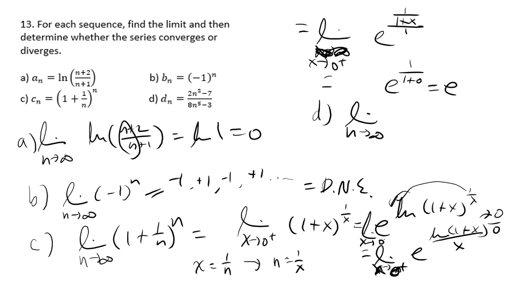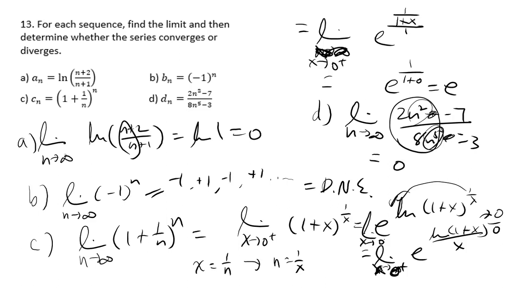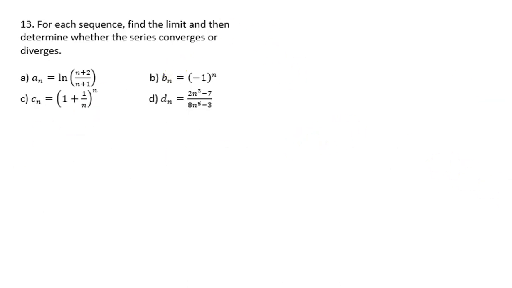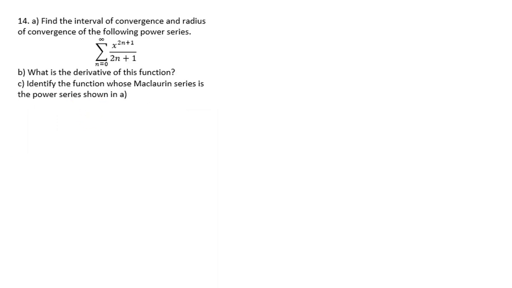Okay, and then this last one, d, well, that's really easy. Limit n going to infinity, (2n squared minus 7) over (8n to the 5th minus 3). Well, these are the dominating terms, but because n to the 5th is much bigger than n squared, it's just going to be 0. So these were really simple questions. But the reason I have these questions is because I want to let you be aware of the difference between the limit of a sequence and the limit of a series. So these are sequences, not series.